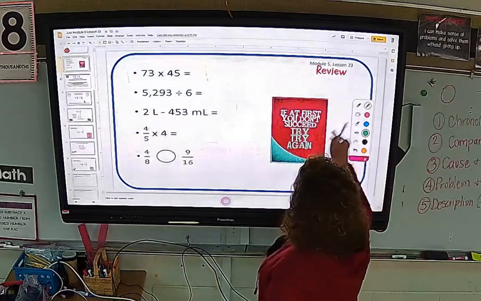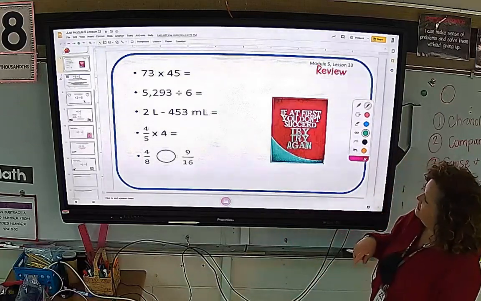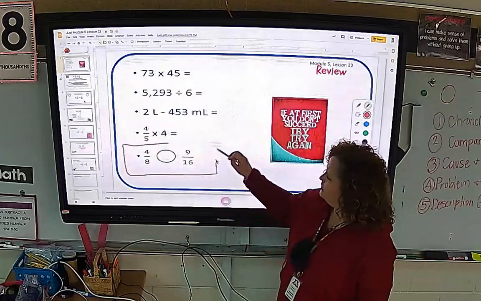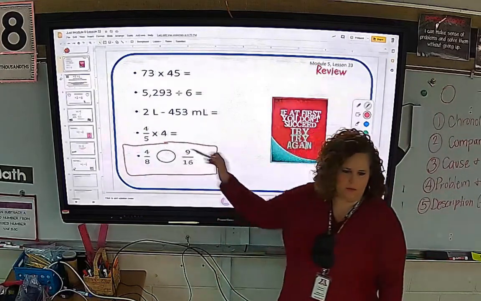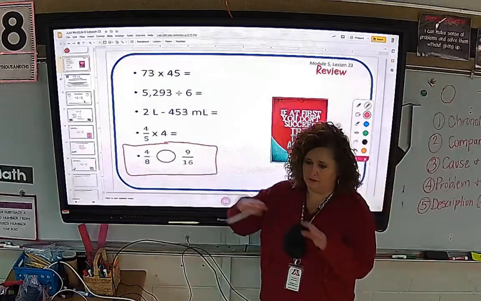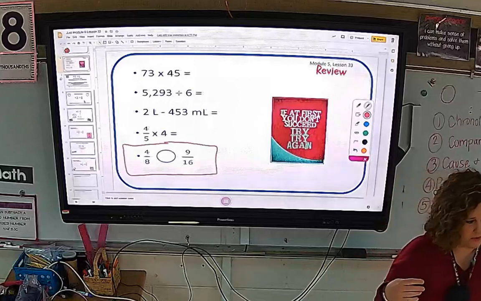All right, we're going to jump over the division one today, just because we got a little bit of a late start. What do you think you're doing with those two fractions right there? When you see it set up like that with that bubble, or sometimes it's just a big space in between them, Faith, what are we doing?